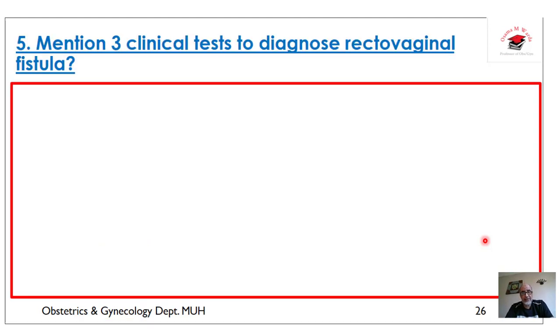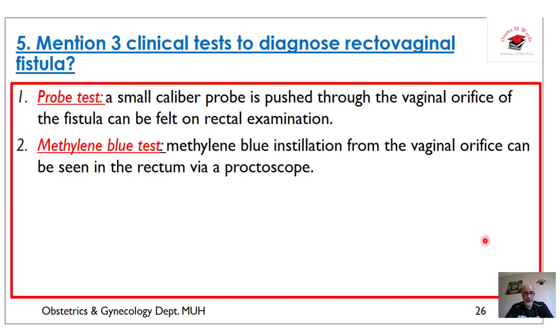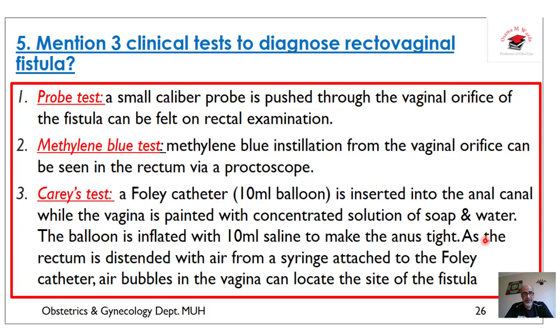Mention 3 clinical tests to diagnose rectovaginal fistula. The probe test, in which a small probe is pushed through the vaginal orifice of the fistula and felt by rectal examination. Methylene blue test, where methylene blue instillation from the vaginal orifice can be seen in the rectum via proctoscope.